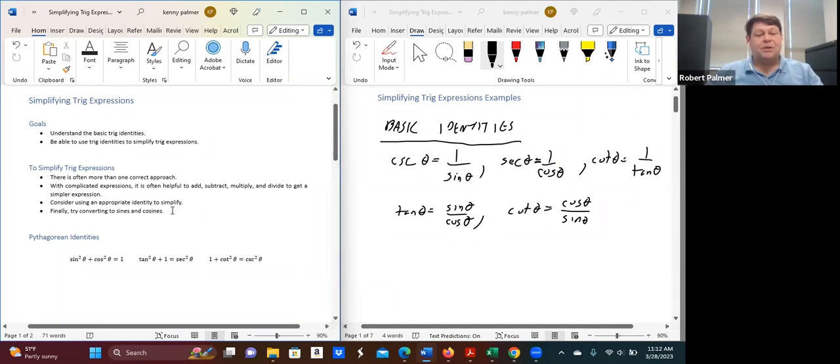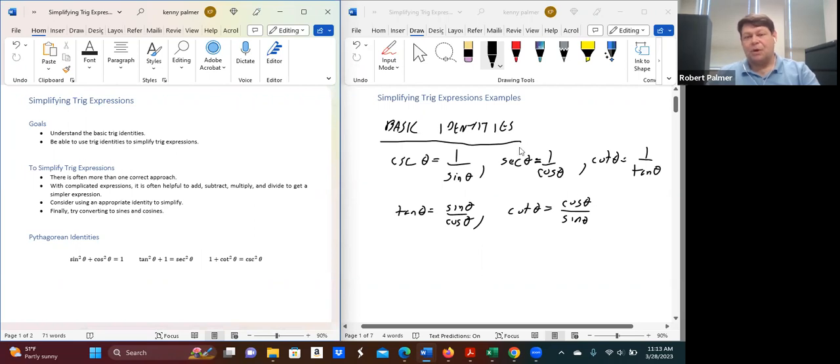Also, we want to consider using identities to simplify, like these Pythagorean ones. And as we learn more identities, we can also use other identities to simplify the expression. And finally, we can always try changing everything into sines and cosines, but often that's not the best thing to do at first. But that's something we can always try to help make things simpler.